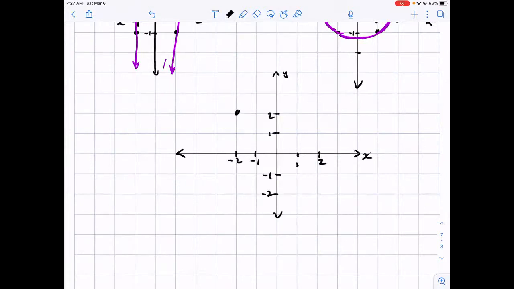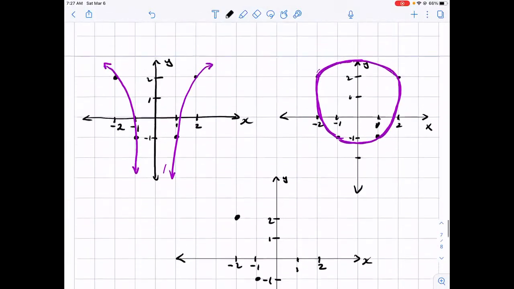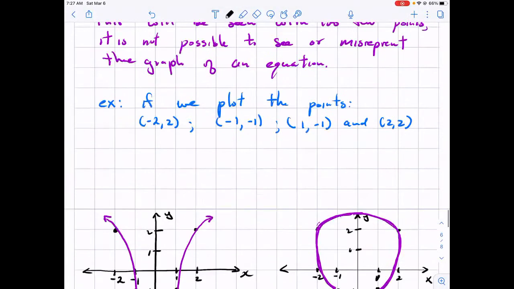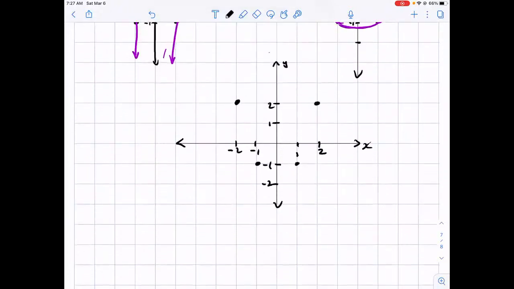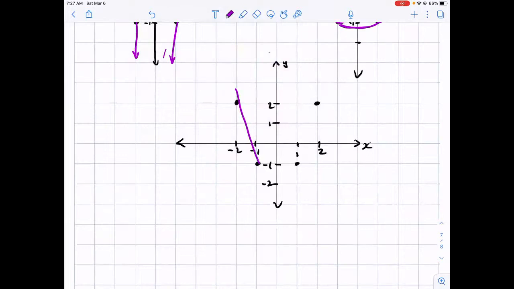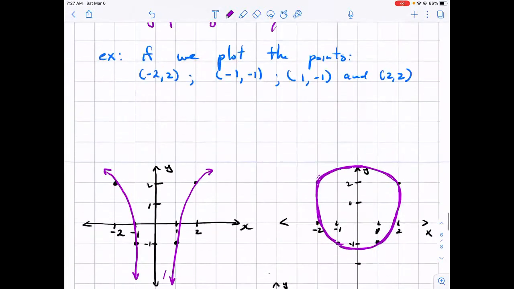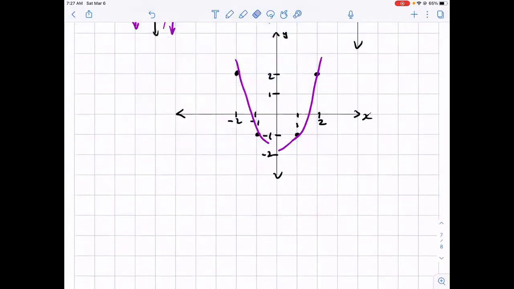So 2, 2. Then my other point was -1, -1. Then 1, -1. And then this point here. Okay. So we could have got our nice parabolic shape as we did above. Okay. What was my equation? -2. So this should have come down to -2.